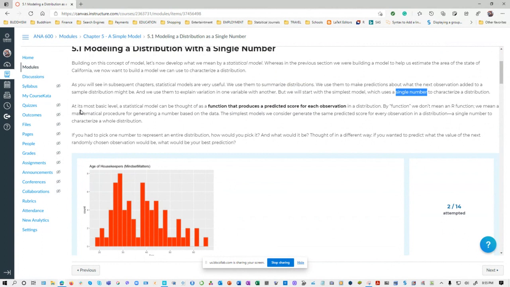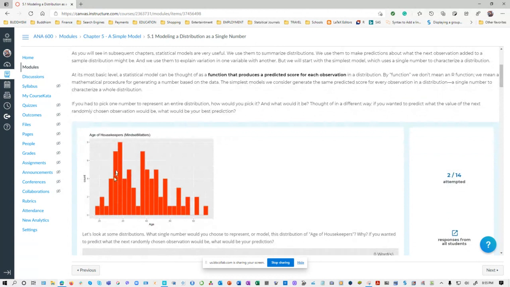At its most basic level, a statistical model can be thought of as a function that produces a predicted score for each observation in a distribution. By function, we don't mean an R function. We mean a mathematical procedure for generating a number based on the data. That means function here is not the R function. An R function means once you get the shape of this, you can write the mathematical equation.